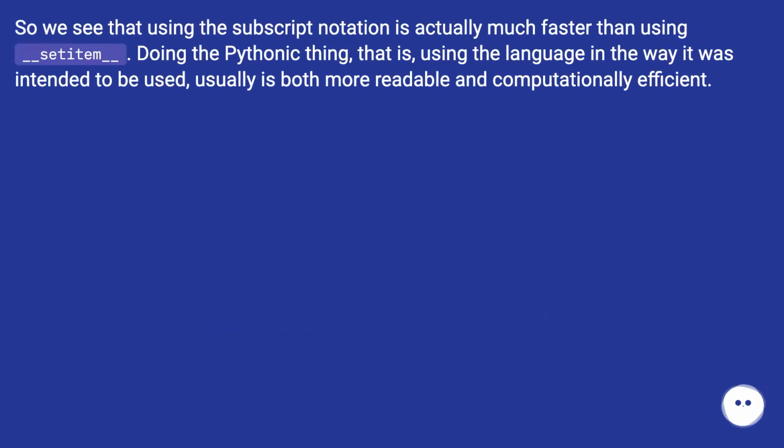So we see that using the subscript notation is actually much faster than using __setitem__. Doing the Pythonic thing, that is, using the language in the way it was intended to be used, usually is both more readable and computationally efficient.